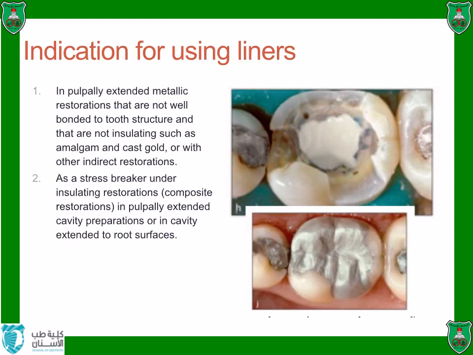Now, when should we use liners? There are many indications for using liners. First, we use them in pulpally extended metallic restorations, such as amalgam, that are not well bonded to the structure. As you remember, amalgam is retained by mechanical retention. It doesn't bond to the tooth structure. That's why we need to use a liner material underneath it if the cavity is moderately to deeply deep. Also, in cast gold or any other indirect restoration, we usually need to use liners.